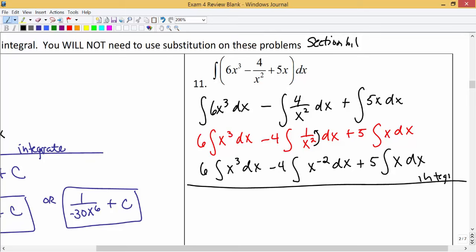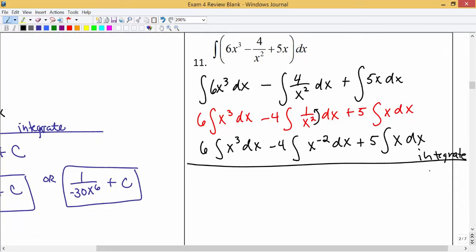All right, now we're ready to integrate. All right, so for the first integration, I'm going to add 1 to the power. So that's going to give me 4. I'm going to divide by that new power. And then we're also going to bring down the constant that was multiplied times the front. So that's minus 4 times. And then we're going to integrate here. So we're going to add 1 to the power. So that gives me x to the negative 1. And then we're going to divide by that new power.